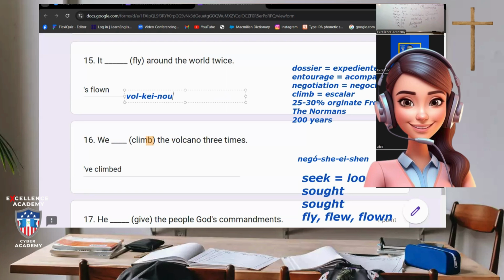Take some tips. Volcano. We've climbed the volcano 3 times. That's right. Wow, that's like a gringo right there. Careful, Prudencio. Somebody's going to confuse you, bro.